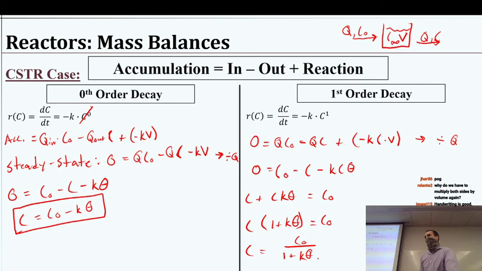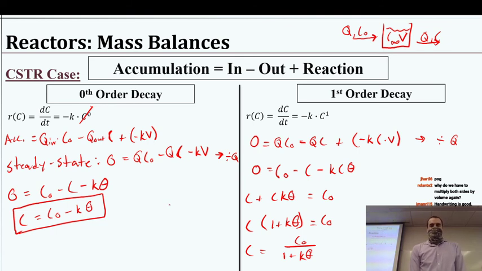In this case, if we had a decay reaction, I think the solution is just flipping this negative, but I would have to go back and double check, a growth equation. You'd want to go back and double check to make sure that the math follows, because it's a little more involved this time.